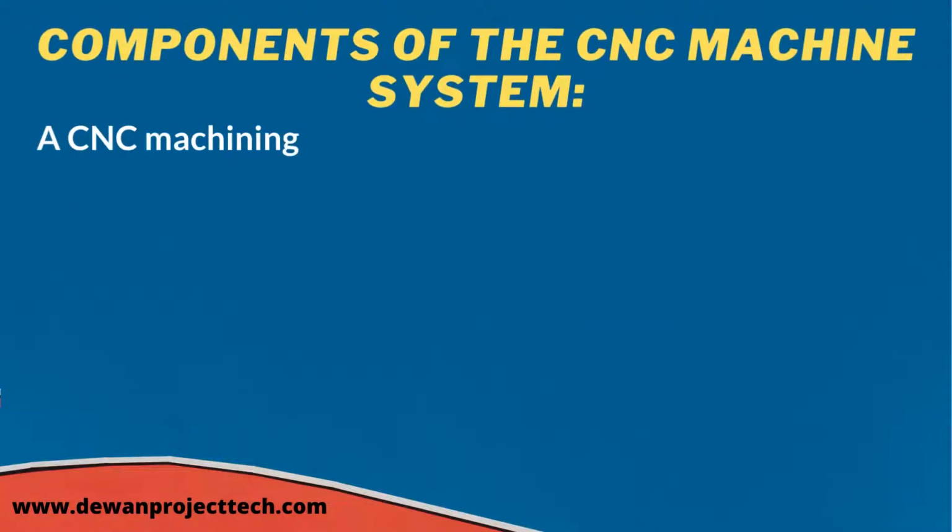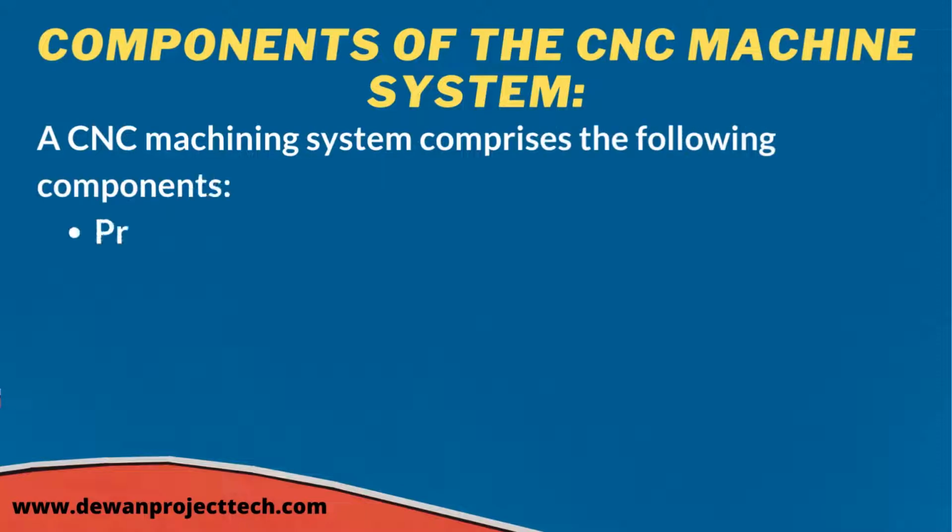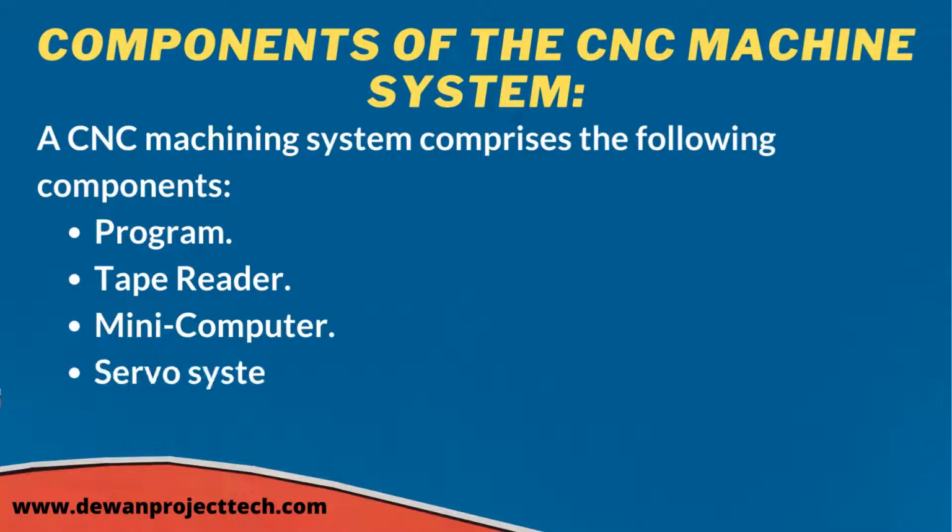Components of the CNC machine system. A CNC machining system comprises the following components: program, tape reader, mini computer, servo system, CNC machine.